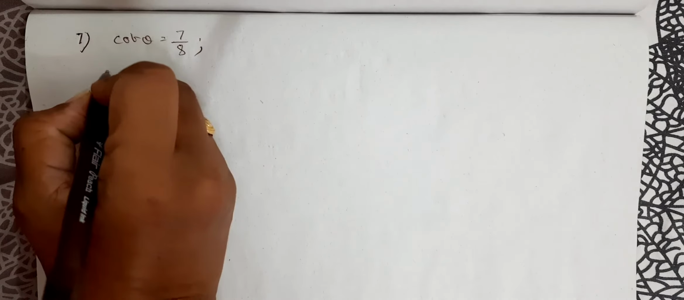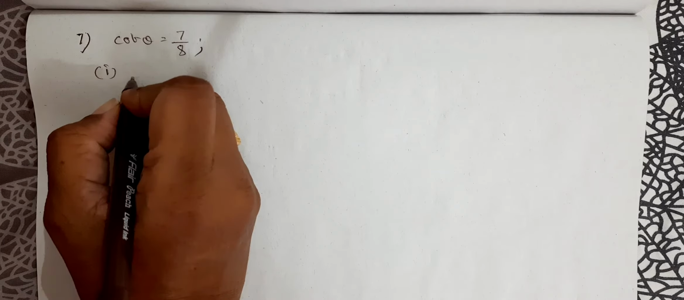So today we are going to deal with exercise 10.1, problems number 7, 8, 9 and 10. The problem 7 reads like this: if cot theta is equal to 7 by 8, so what is given? Cot theta is equal to 7 by 8 is given. We need to evaluate the first bit of the seventh question.